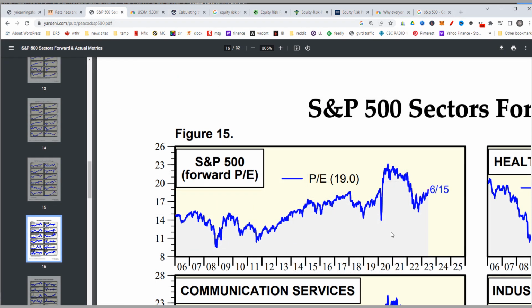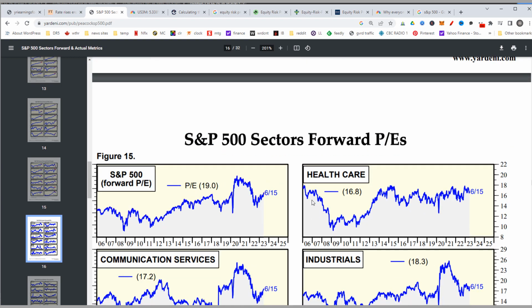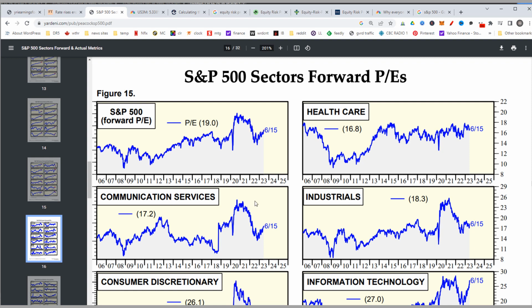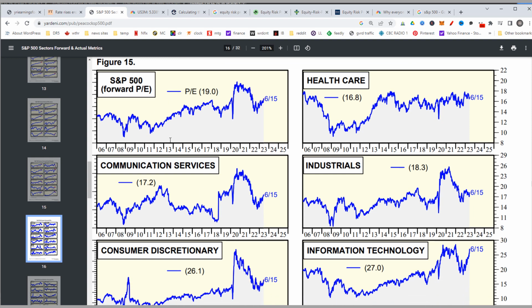But just because the overall index has a PE of 19, there are specific sectors or companies that are still relatively underpriced compared to what they are historically. So if we break up the S&P 500 into its individual sectors, we can see that specific industries that are bringing up the overall PE of the S&P 500 are very elevated.